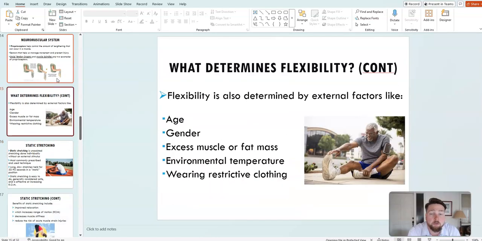You got external factors, so outside your body: your age, gender, excess muscle or fat mass. If you take someone that's 350 pounds compared to someone that's 150 pounds, more than likely the person that's 150 pounds is going to be more flexible. If they both don't include any kind of stretching exercises, then by definition, the person that weighs 350 pounds is going to have more fat mass or muscle mass.